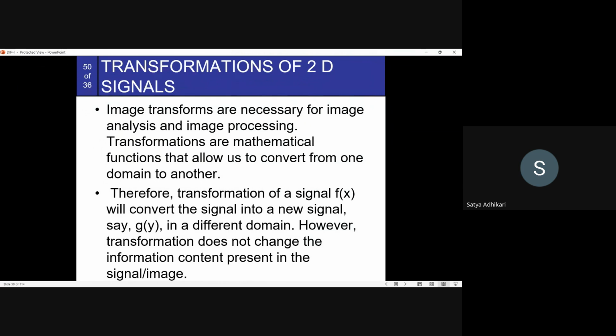So a transformation of a signal f(x,y) converts it into a new signal, say g(x,y), in a different domain, because some function or work cannot be done in f(x,y), so we have to change to g(x,y). However, transformation does not change the information content present in the signal or image. It is important: transformation does not change the information. If it changed the information, this transformation would be useless. It only changes from one form to another form. Let us see.